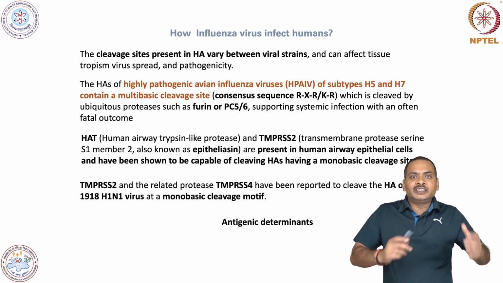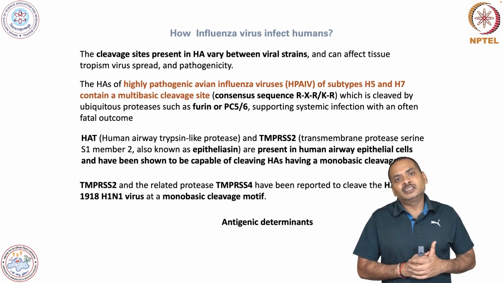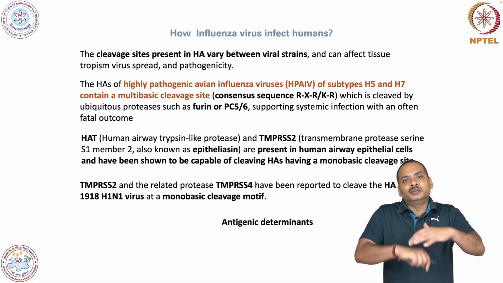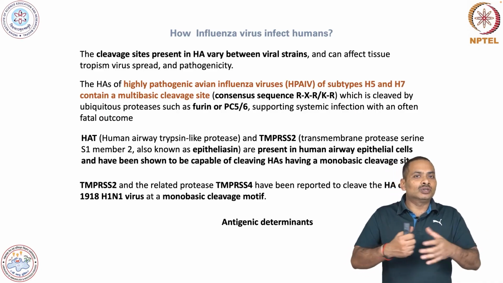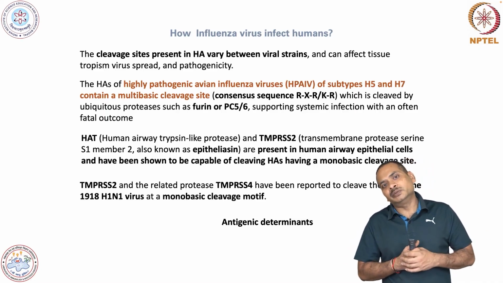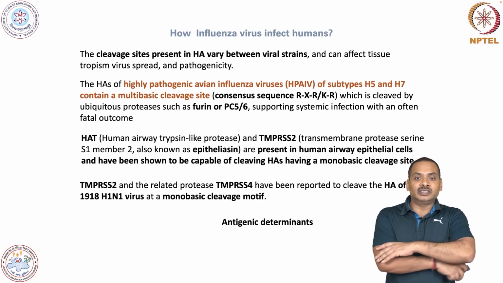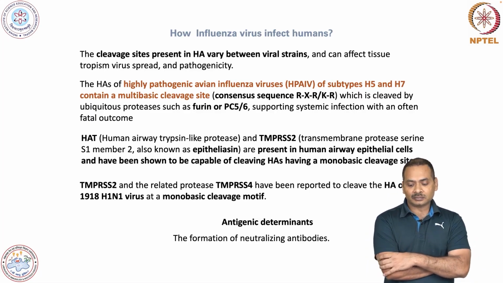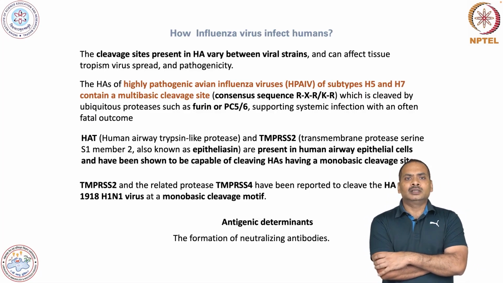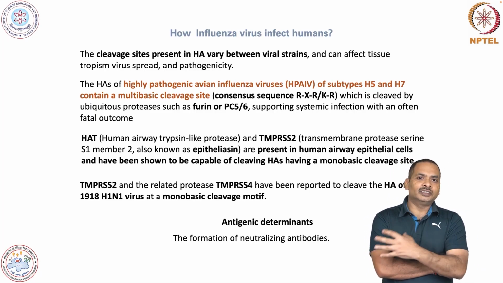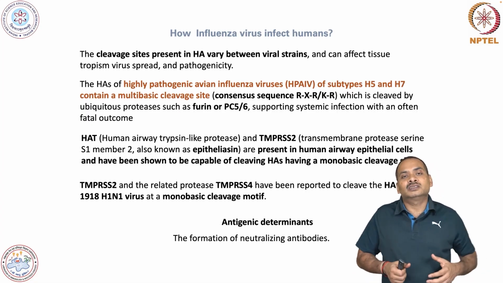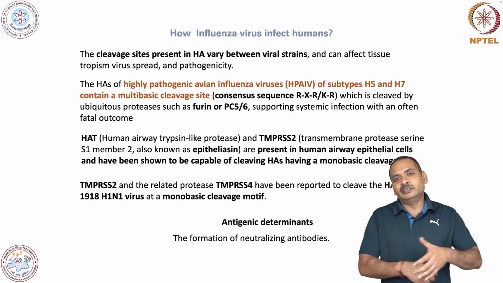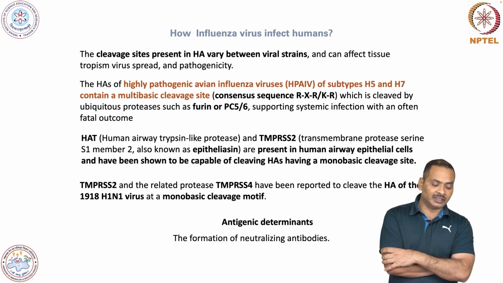HA is a very important antigenic determinant, and if we mask this HA by some monoclonal antibody, or by other means, then we can prevent the infection. And as I told you, if we have a neutralizing antibody for HA, then the infection can be very easily prevented.